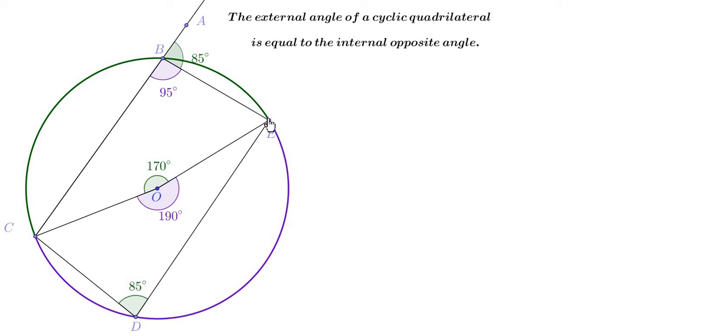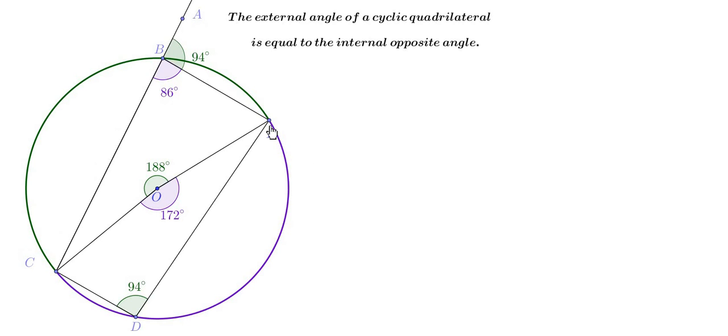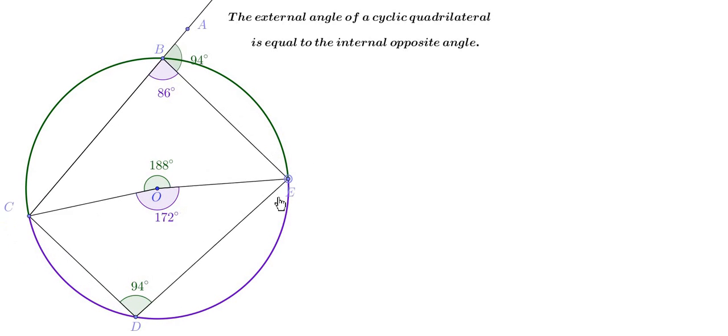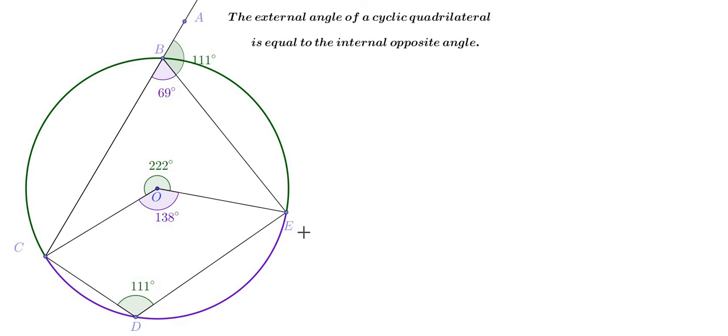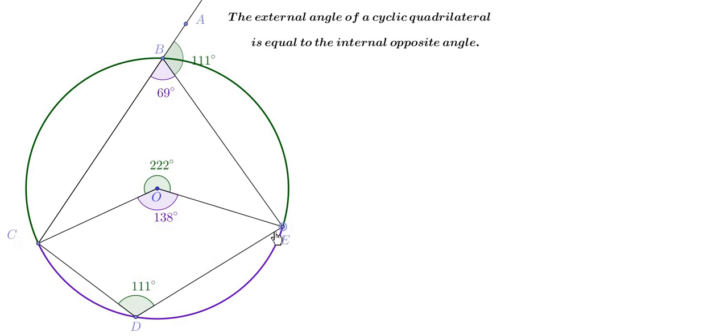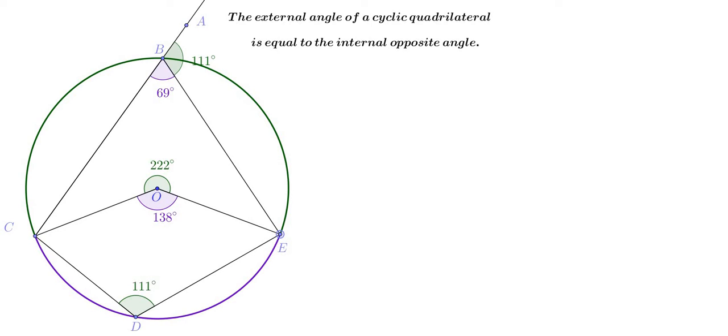Now you could keep doing that, but there's no point. We're going to now move on to the proof. So what we'll do is rub out those angles there, get it back to a nice symmetrical look, and put the proof in.